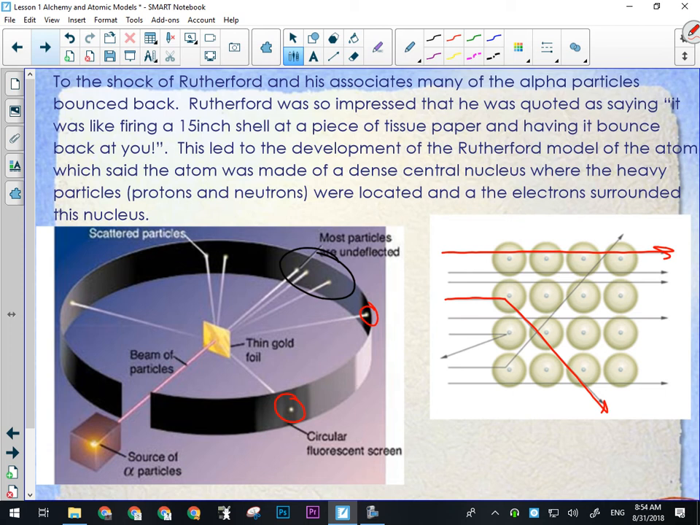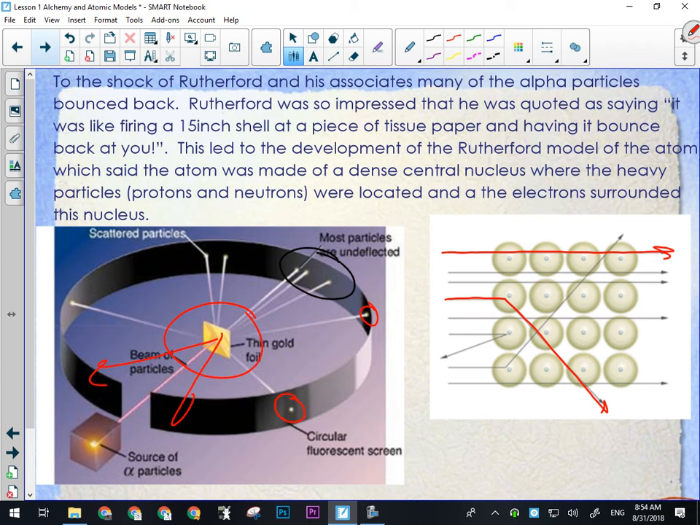He said it was like firing a 15-inch shell, like an artillery shell, at a piece of tissue paper and having it bounce back. That's a little dramatic, but that's what he said. So his experiment proved the existence of the nucleus, and thus the nuclear model of the atom. If there wasn't a nucleus, if it was like a solid sphere or plum pudding, all the particles would have just bounced back. But a lot of them got through, which proves, yes, there's a central dense nucleus, it's small, and the electrons surround it.